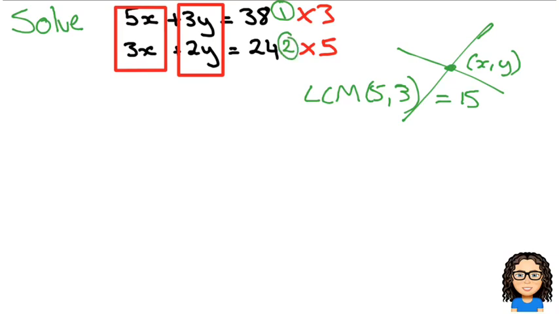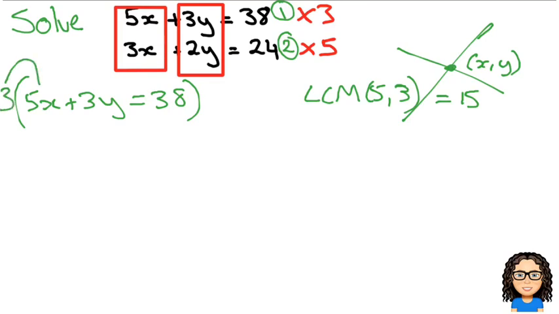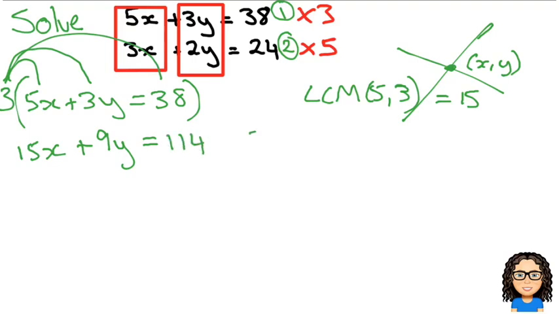So the first thing I'm going to do, take equation number 1, and I've got 5x plus 3y equals 38, and I'm going to multiply that whole equation by 3. So I'm going to do 3 times 5x, which is 15x. That's what I want to get. 3 times 3y will give me plus 9y, and 3 times 38 gives me 114. So I'm going to call that equation number 3 now.